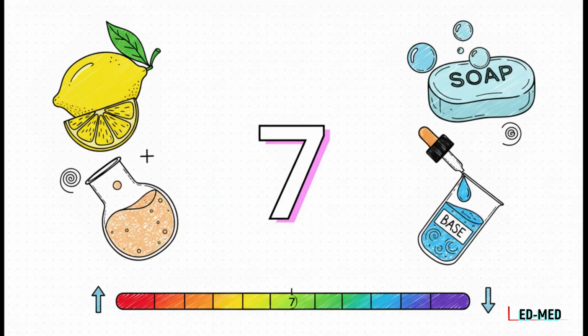What about that number 7, sitting right in the center? Well, at a pH of exactly 7, we have perfect neutrality. This is the home of pure water, where everything is in perfect balance. It really is the Switzerland of the chemical world.